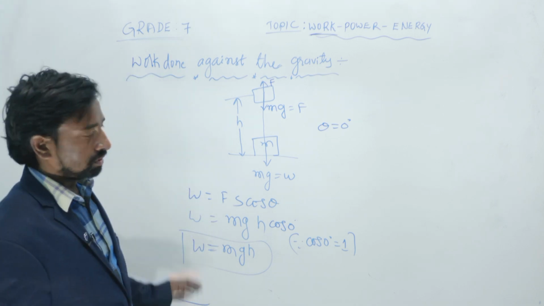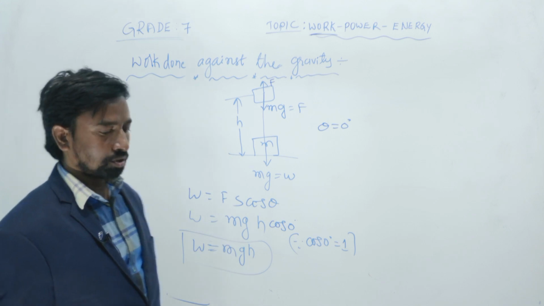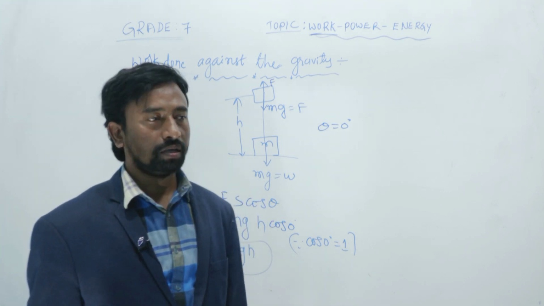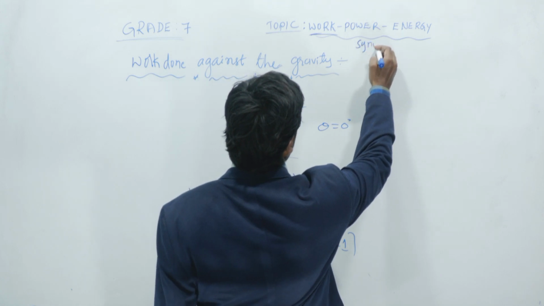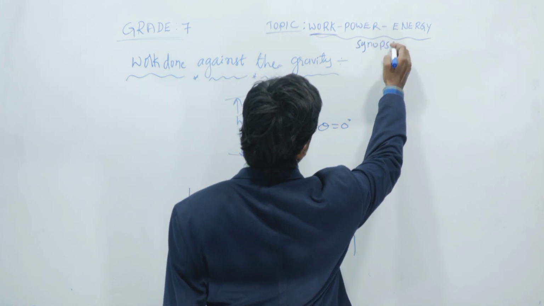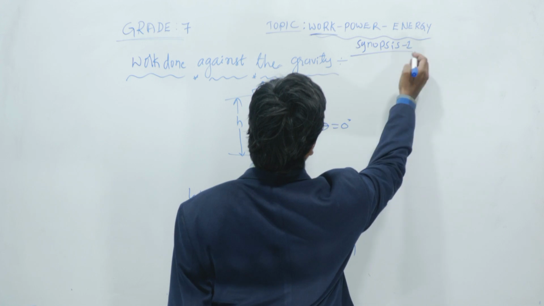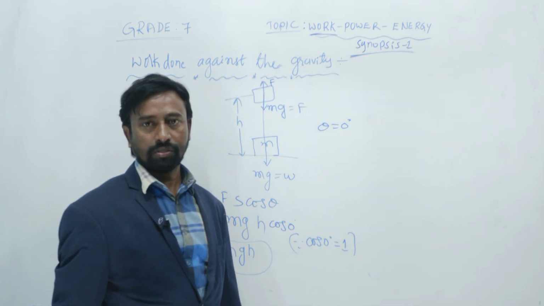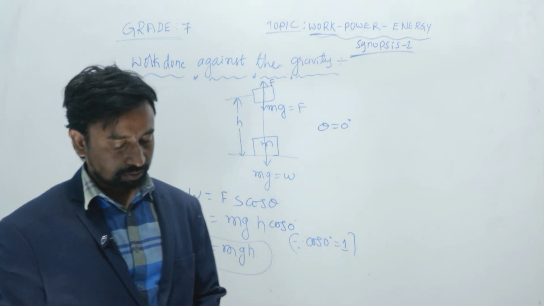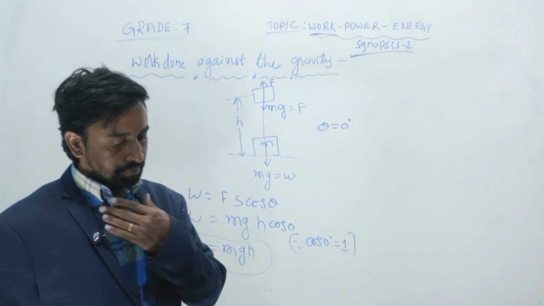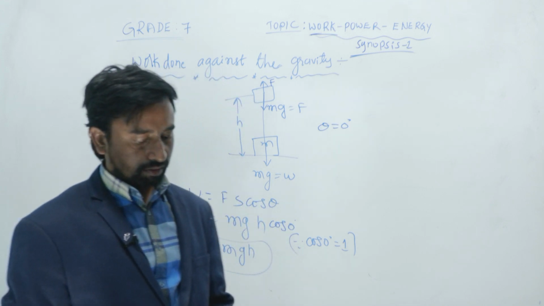These are the points mentioned in the first synopsis. So we have completed synopsis 1, and now we'll see the concept based questions. On page number 35 we have the concept based questions. We'll see them one by one.